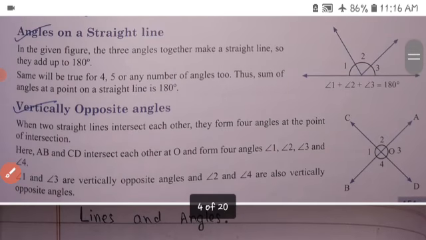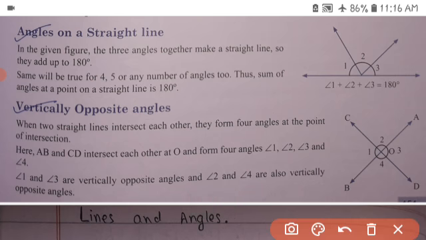Vertically opposite angles. Angle 2 is equal to angle 4, and angle 1 is equal to angle 3. Angle 1 is equal to angle 3, and angle 2 is equal to angle 4. These are vertically opposite angles.